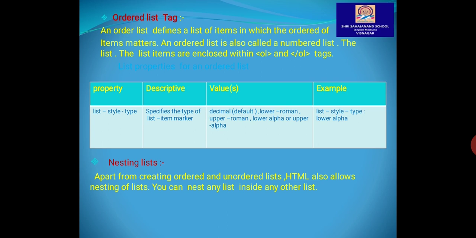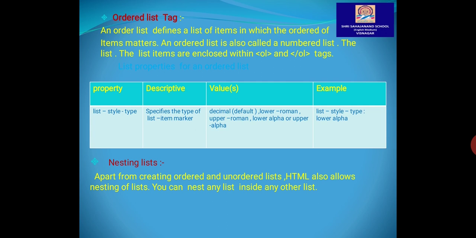See here, property is list style type. It specifies the type of the list item marker, and values are decimal, which is the default, then lower Roman, upper Roman, lower alpha or upper alpha. For example, in this way we can define in the program list style type colon lower alpha.